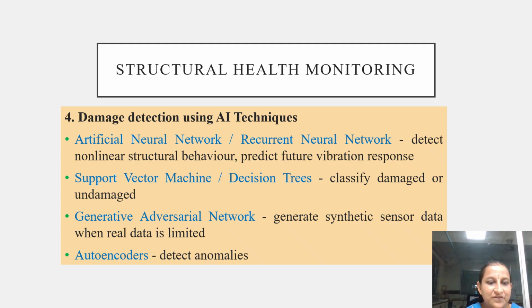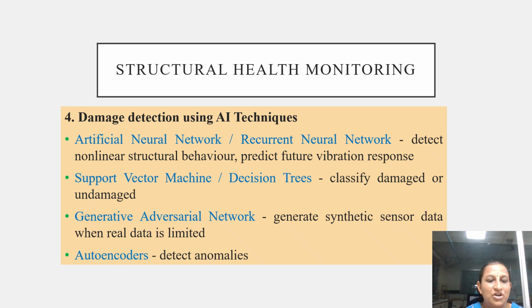And the second one which is given here is support vector machine or decision trees, and this type of algorithm is mainly used to classify whether the part of the structure is damaged or undamaged. And we can also generate the data when the real-time data is limited.